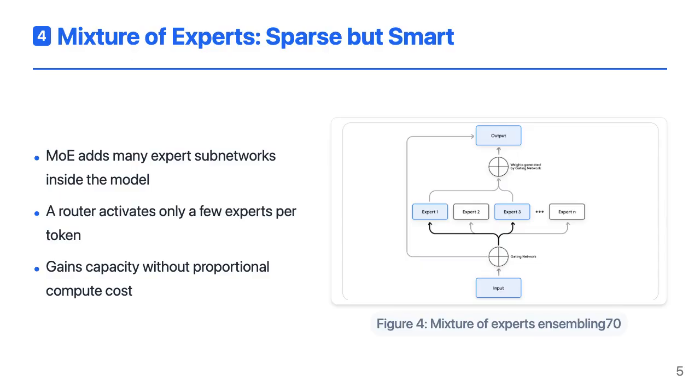Mixture of Experts offers a clever alternative. Instead of one big feed-forward block, you have many expert blocks, and a small router chooses just a few to run for each token. That means the total parameter count can be huge, but the compute per token stays manageable. This sparse activation is now a key ingredient in several frontier models.